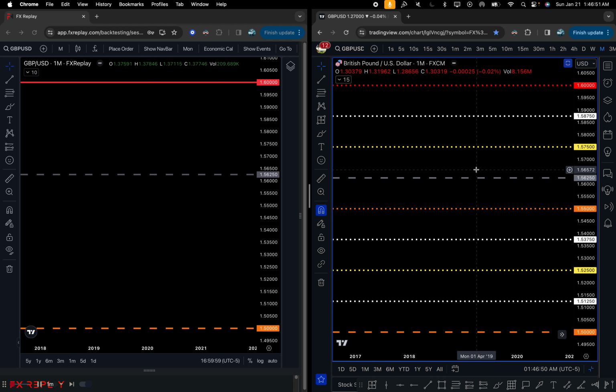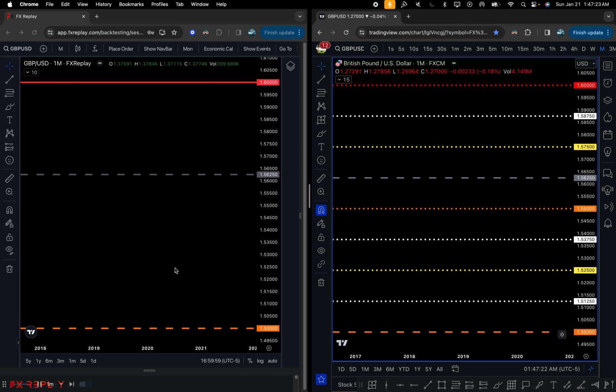You want to get them done on TradingView first, obviously, because that's your primary tool that you use to analyze the market. That's a staple. That's not going anywhere.